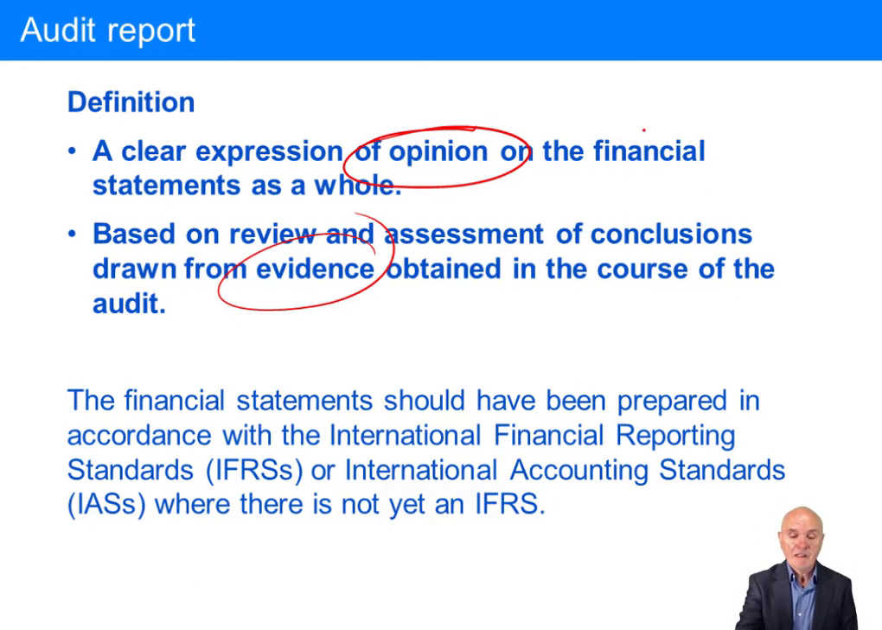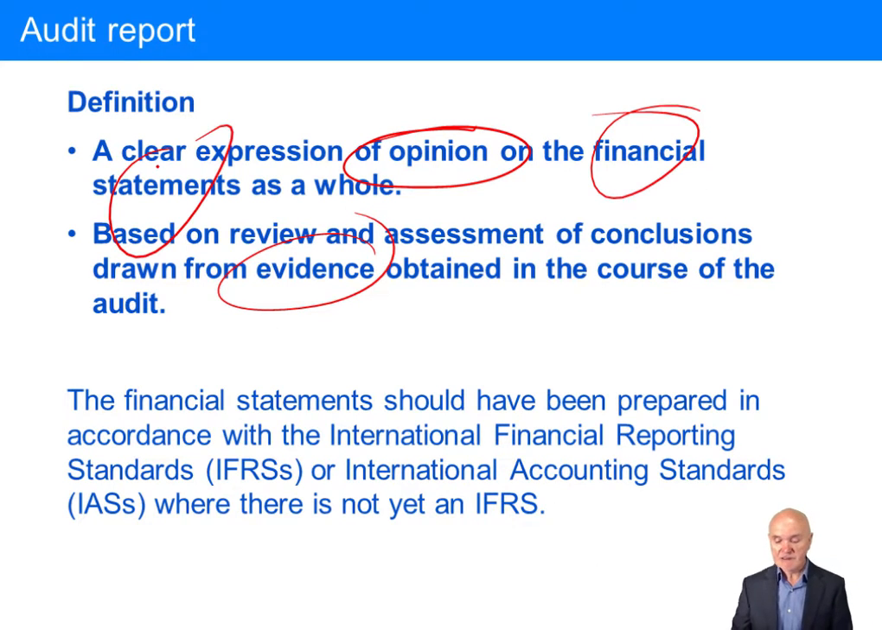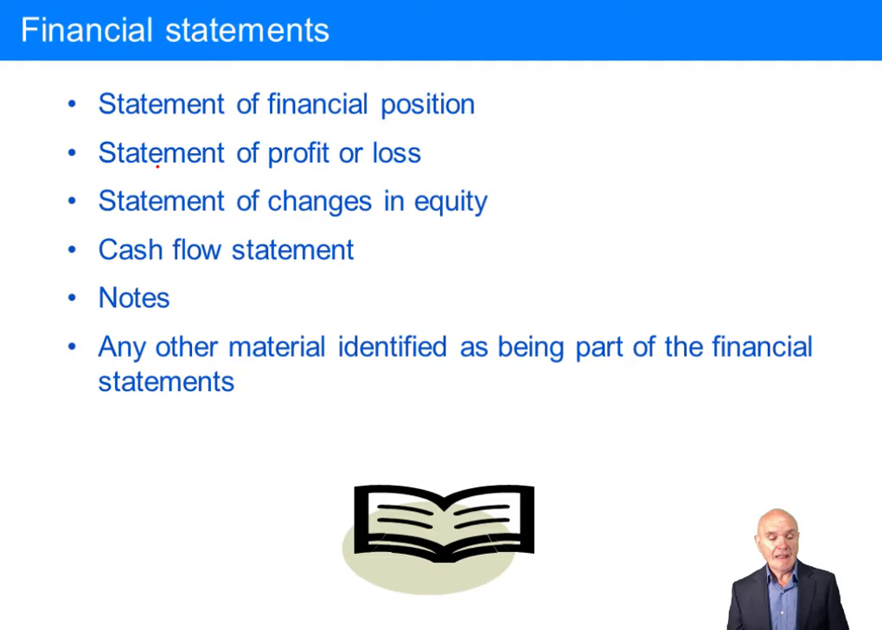The financial statements should have been prepared according to international financial reporting standards, or if there isn't one governing particular figures, the international accounting standards. The first thing we have to get clear is what's meant by the financial statements as a whole. And here's what they are. It's a statement of financial position, sometimes old-fashionedly known as the balance sheet, the statement of profit or loss, the statement of changes in equity, the cash flow statement, and all the notes backing up these other statements. Very rarely there may be some other material as has been identified as part of the financial statements.